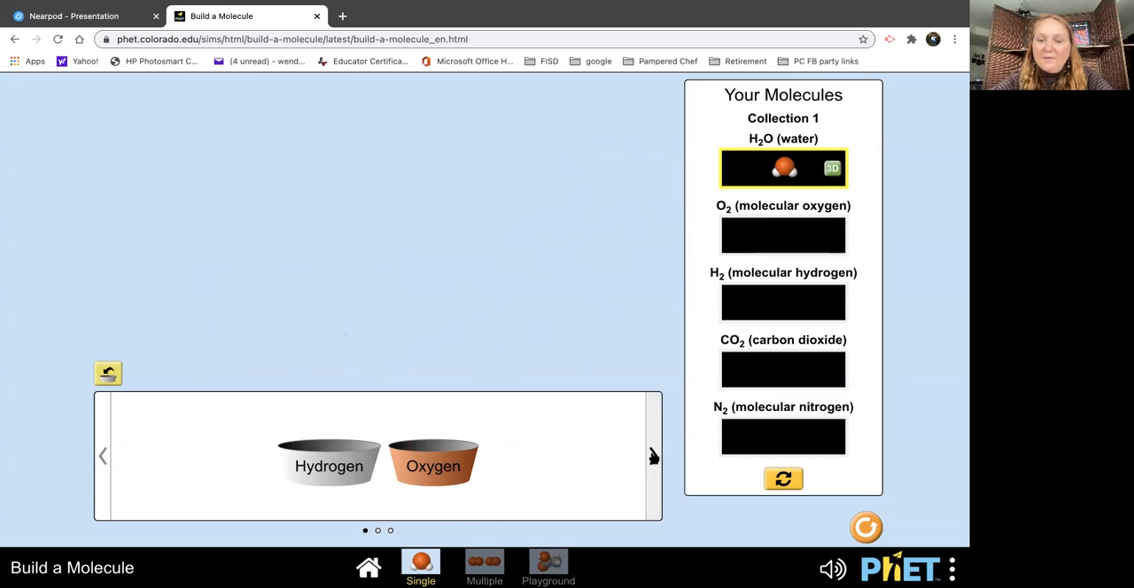When I click this arrow, it will give me some more elements. Remember, these are individual elements. And then we could build our molecular oxygen with 2 oxygen. We can build our molecular hydrogen with 2 hydrogen.